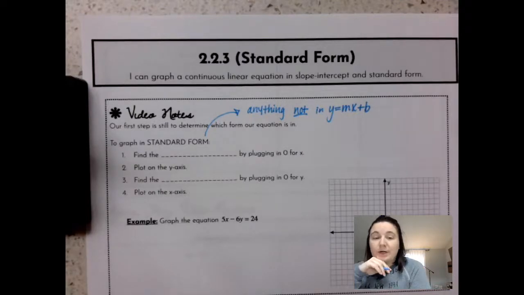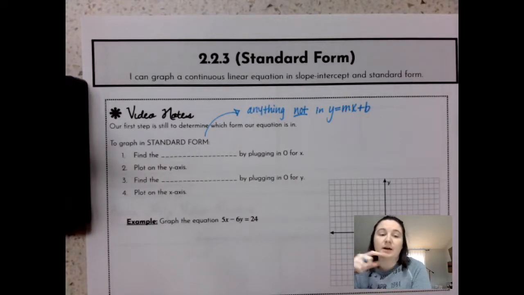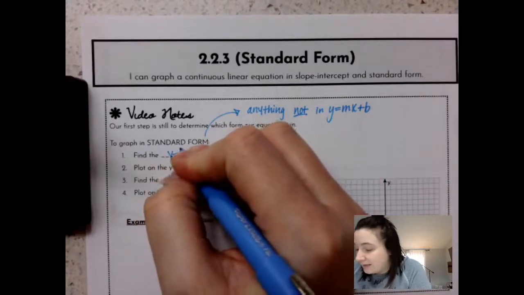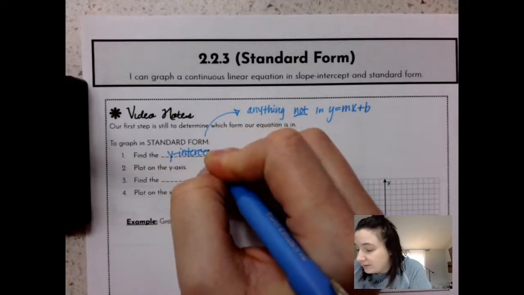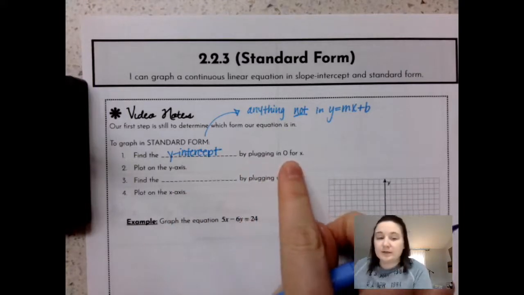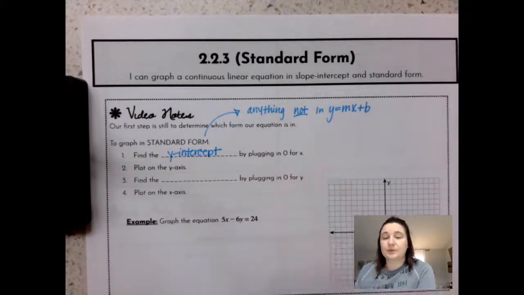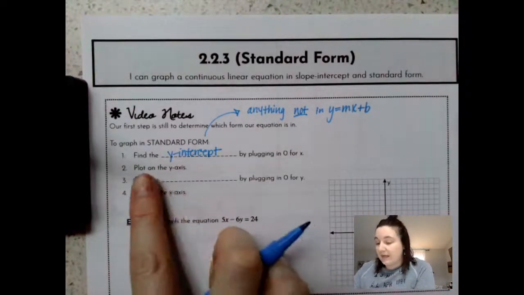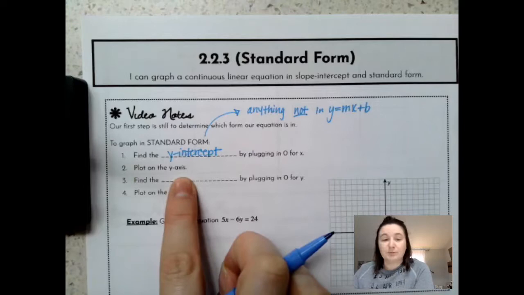And so what we're going to do is we need 2 points to be able to graph, and the two special points that are pretty easy for us to find are our intercepts. So our first step is to find the y-intercept by plugging in 0 for x, because we know all y-intercepts are 0, comma, the number. Then we'll plot that on the y-axis, so that'll be our first point.